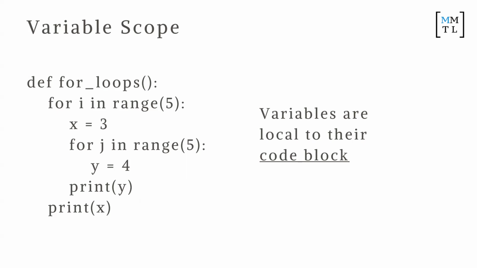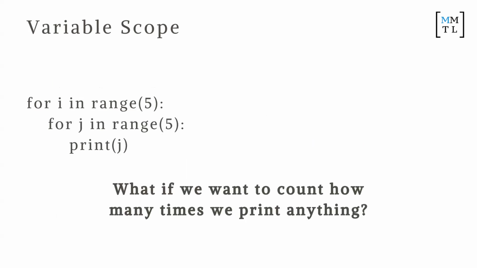Okay, and it's the same here. We define X inside this for loop code block. So if, for example, we were to change this to print X, it would know what X is. But because it's outside of the code block now, X no longer exists as soon as you move it outside of that code block.